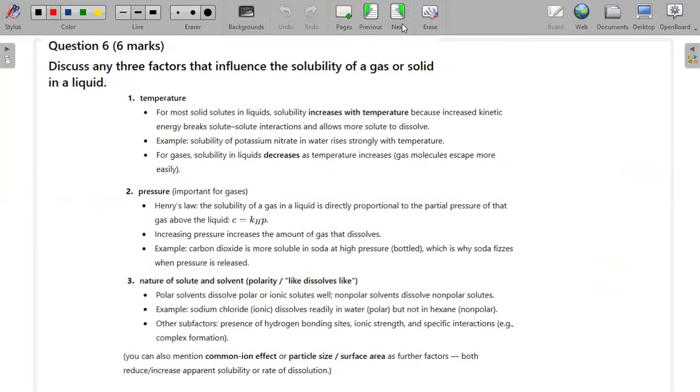So question 6, I put the question which says, discuss 3 factors that influence the solubility of a gas or a solid or a liquid. Okay, so the most important factors that affect the solubility of either a gas, a solid, or a liquid. One, it's temperature. Two, it's pressure. Three, it's the nature of the solute, or the nature of the solvent, or the nature of the gas. So those are the three most important things that influence the solubility of a gas, solid, or liquid.